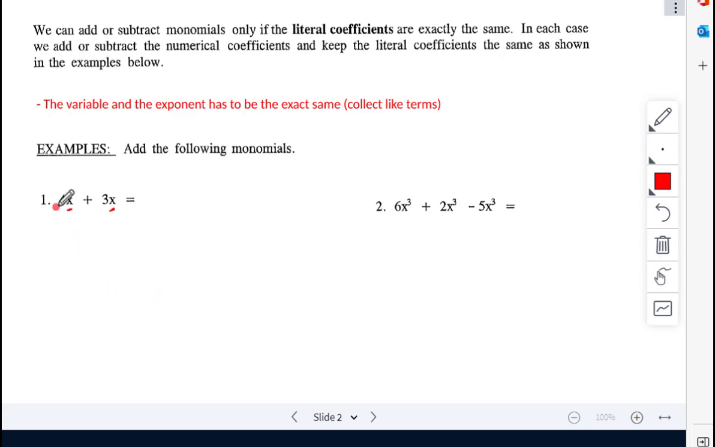We can add the numerical coefficients. So 4 plus 3, which is 7, and we keep the variables the same, the literal coefficients the same. So this becomes 7x. We've simplified 4x plus 3x into 7x. All right, let's look at our next example.